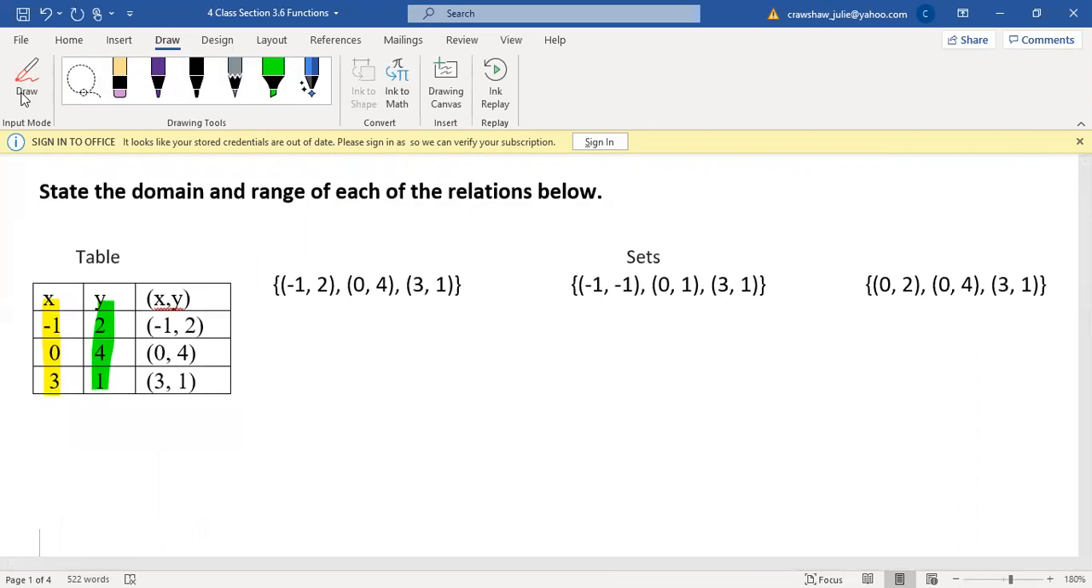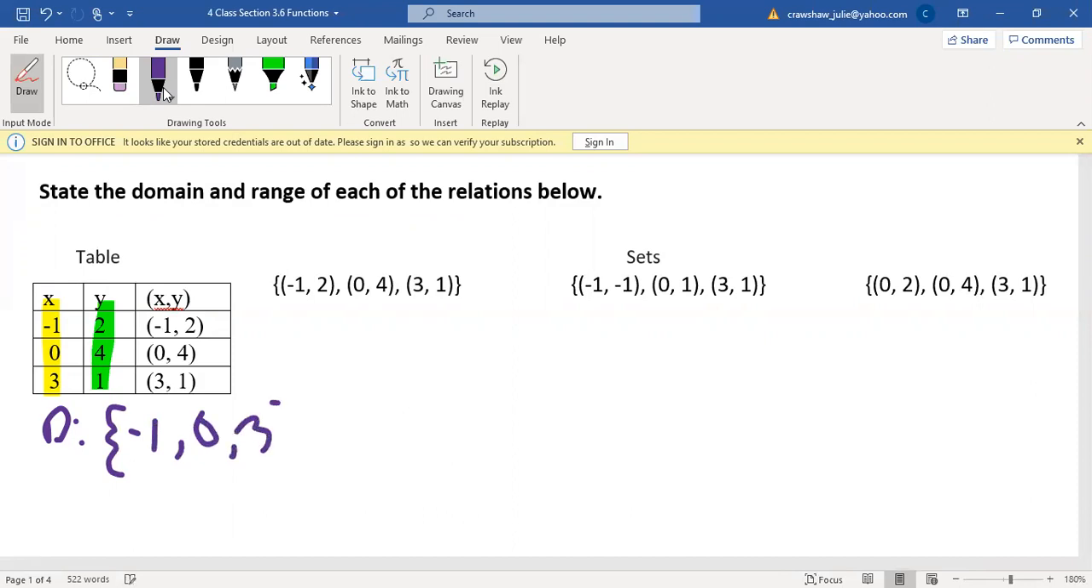So if I want to label the domain of the relation, I simply record all of the x values. I have a -1, a 0, and a 3. If I want to record the range of my relation, I record all the y values, 2, 4, and 1.